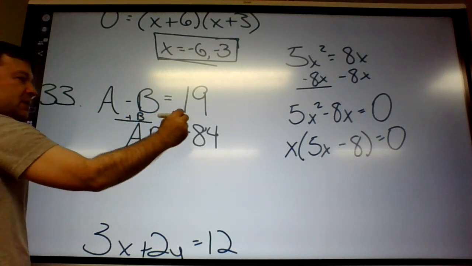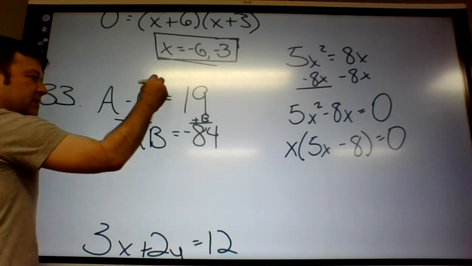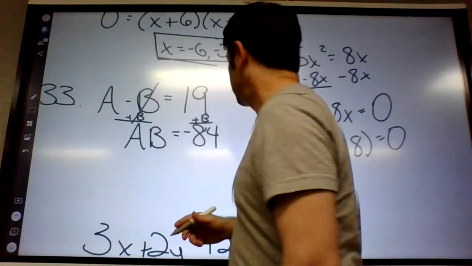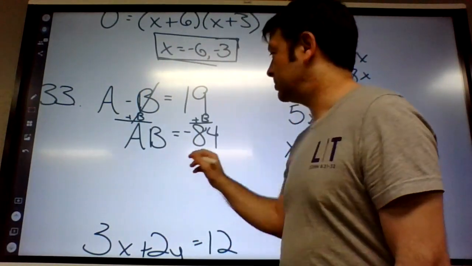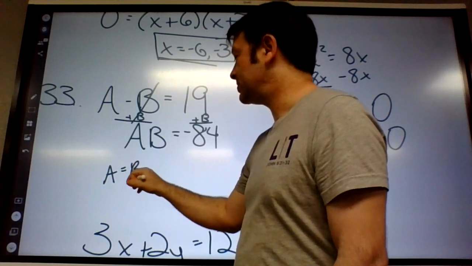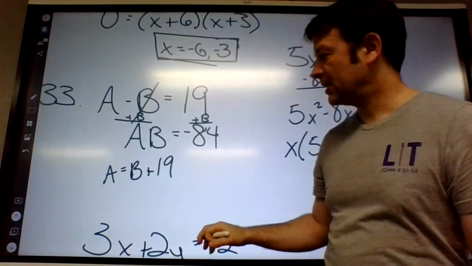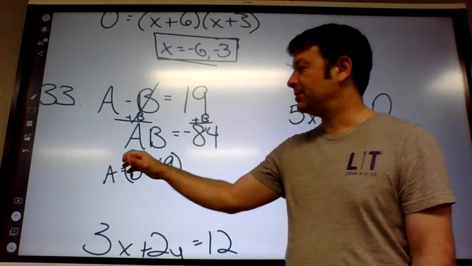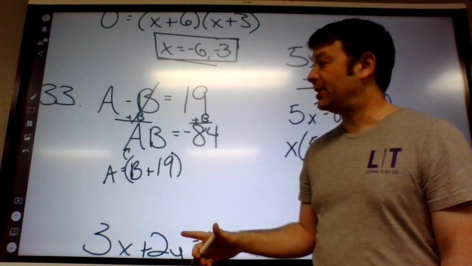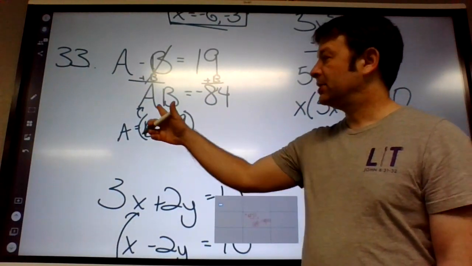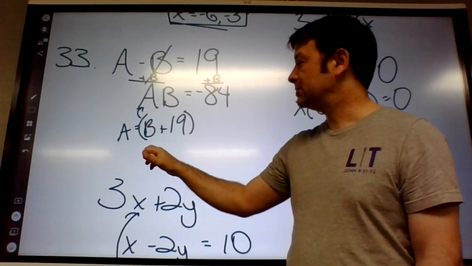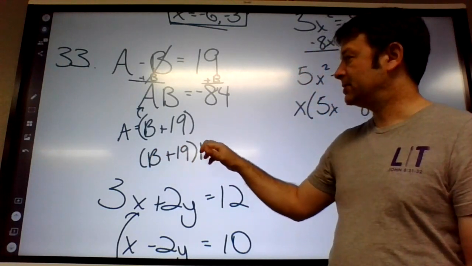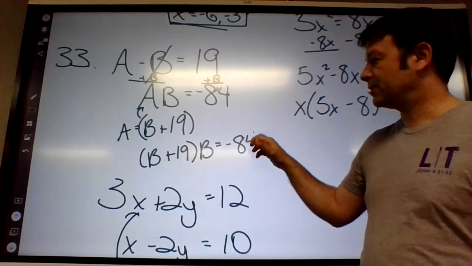We add b to both sides, we get a equals 19 plus b. I'll put it down here, I guess, or b plus 19. So what can I do with that? If that's what a is equal to, I can replace a in the other equation. I get b plus 19 times b equals negative 84.